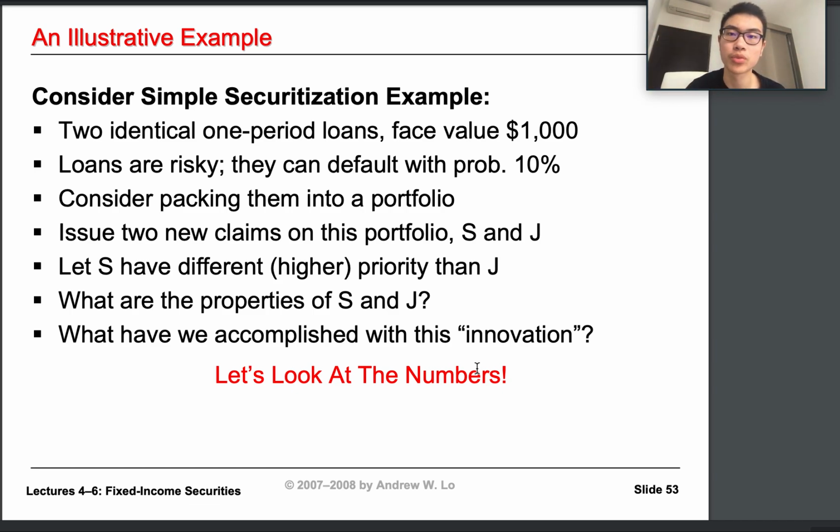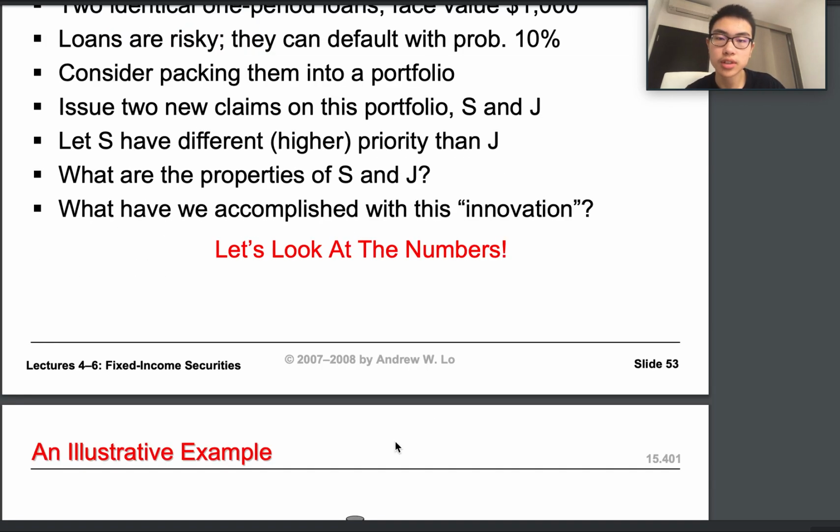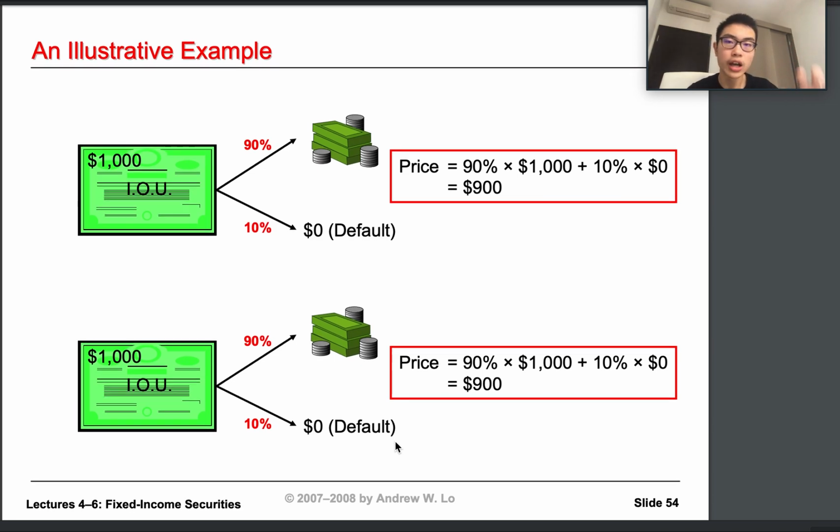The loans are highly risky and their default rate is 10%, so they have a probability of default of 10%. Now let's illustrate the example. We have two identical bonds, and each bond has a 90% chance of paying and a 10% chance of default. If we use the probability just to give a price, we should price it at $900.